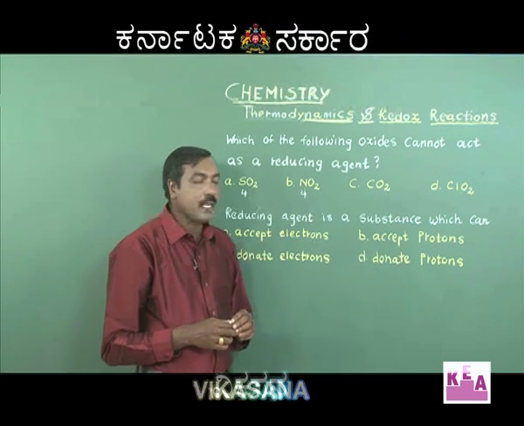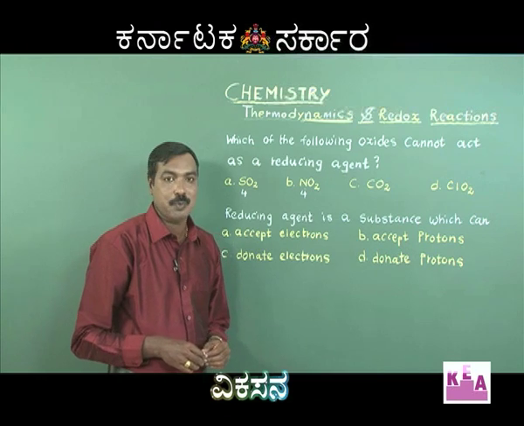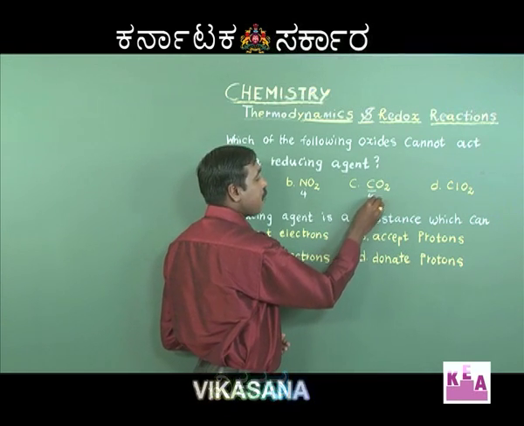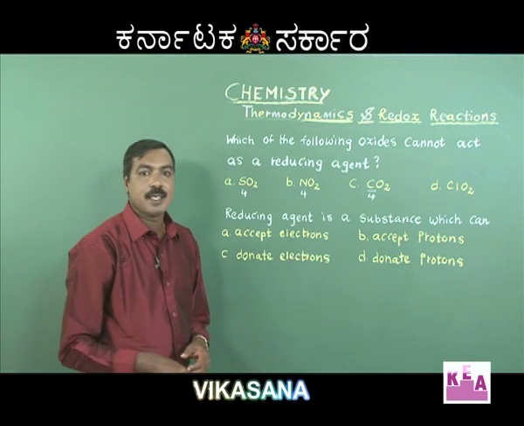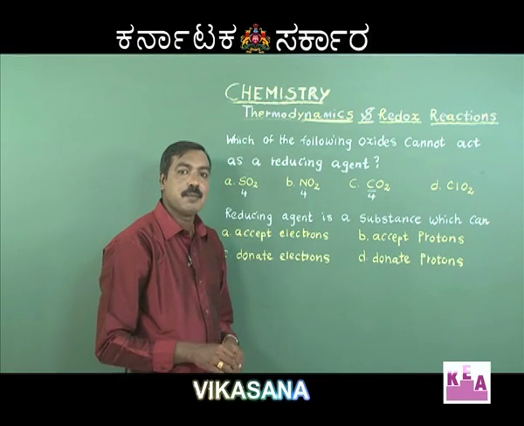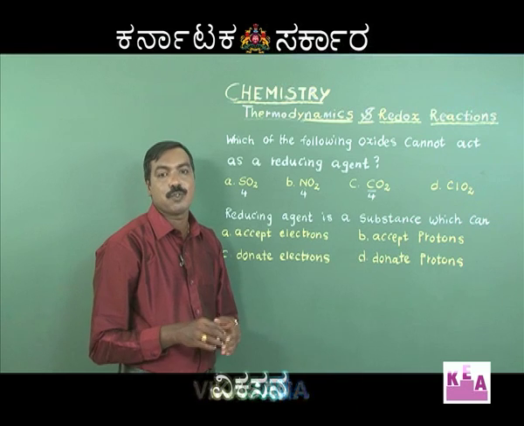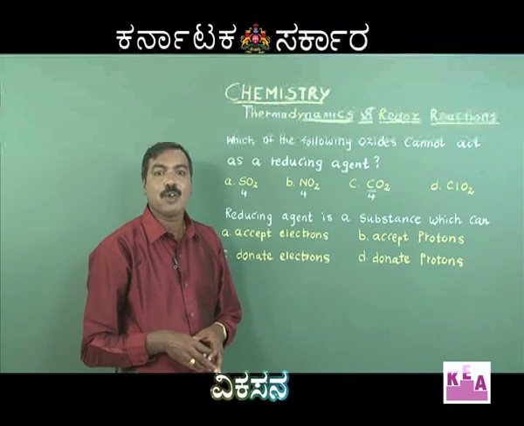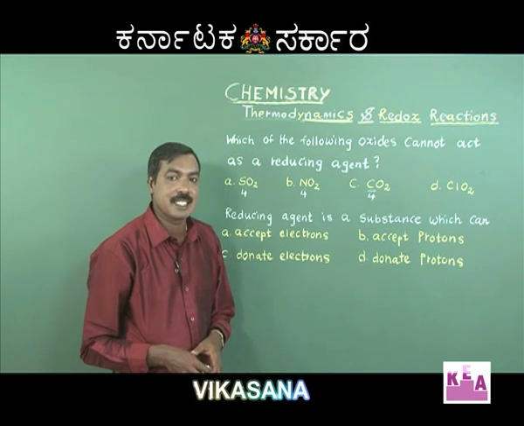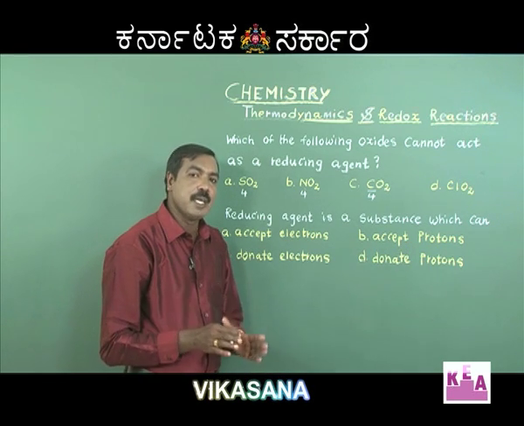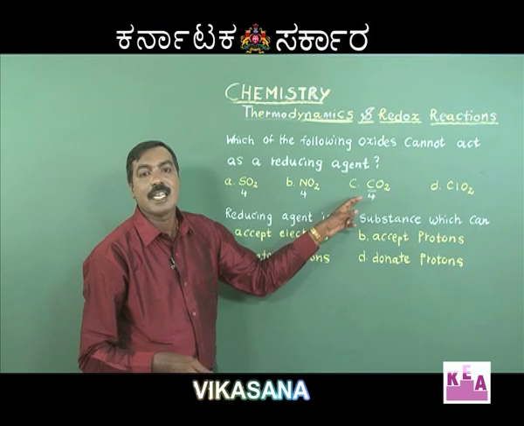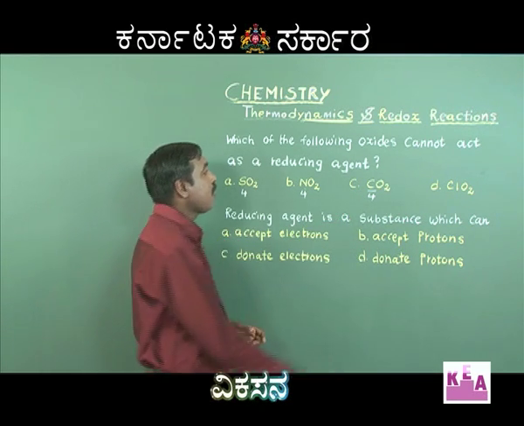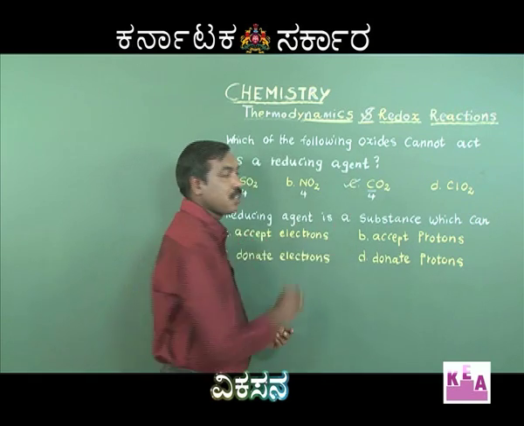Come back to the next one, carbon dioxide, CO2. In CO2, the oxidation state of carbon happens to be plus 4 again. In this, carbon's maximum oxidation state is plus 4. It has attained its maximum oxidation state. It cannot further undergo any changes. Therefore, probably this is the right answer. Option C, carbon dioxide cannot act as a reducing agent.